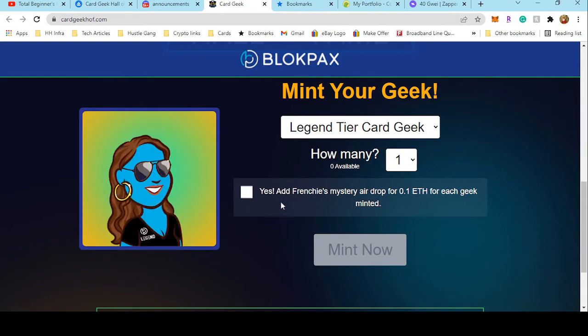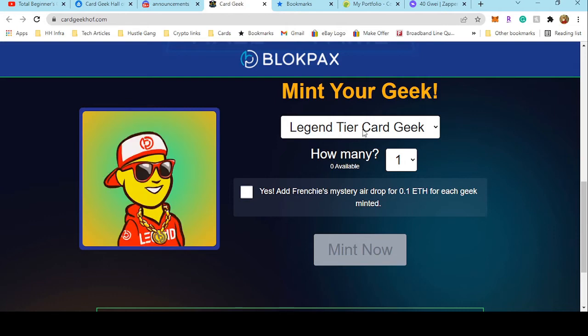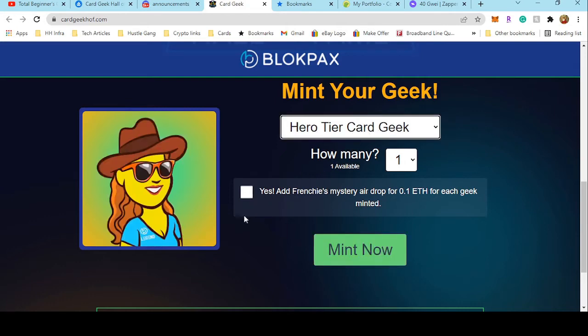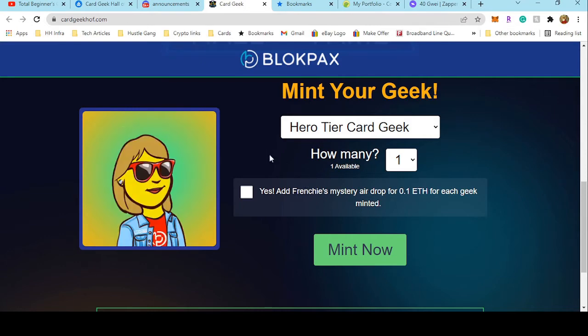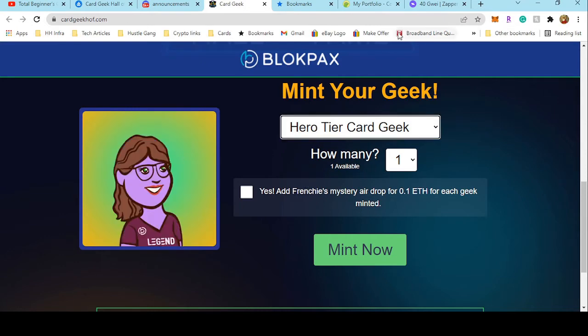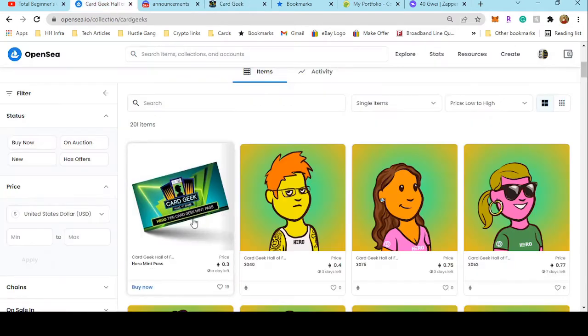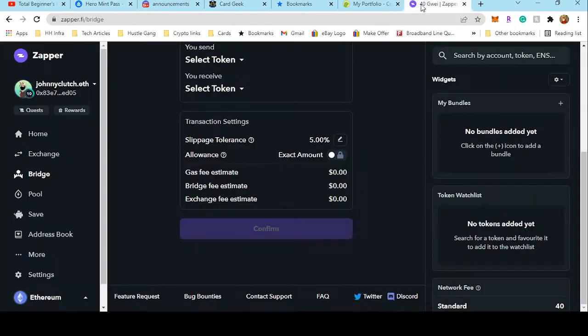Legend tier. Yes, add Frenchie's mystery airdrop for 0.1 ETH for each geek minted. All right, so we're going to go to the hero. Okay, we're going to go to the all-star tier. I don't even know what the all-star tier is. It won't even let you click it. Okay, so we can go to hero. That's what we have. Let's look here. See, we have a hero geek. So we're going to click there.